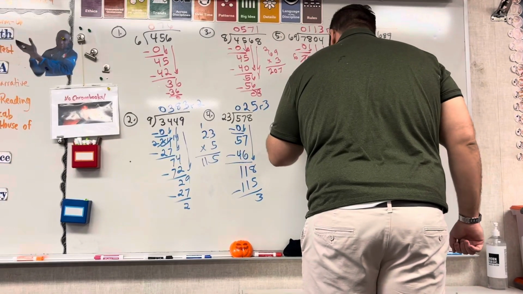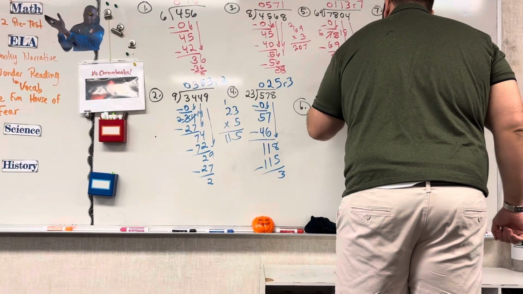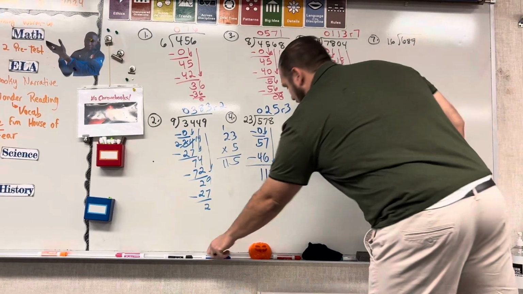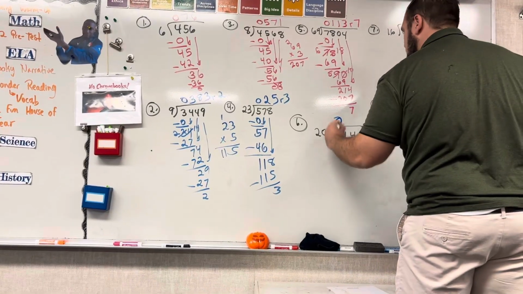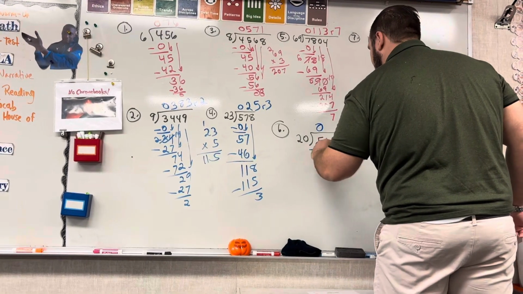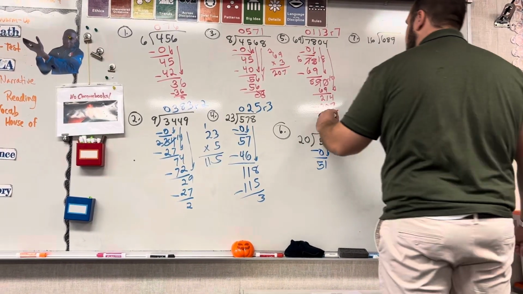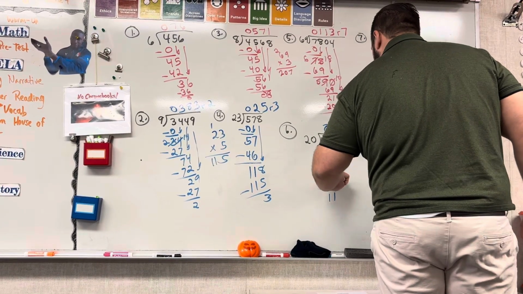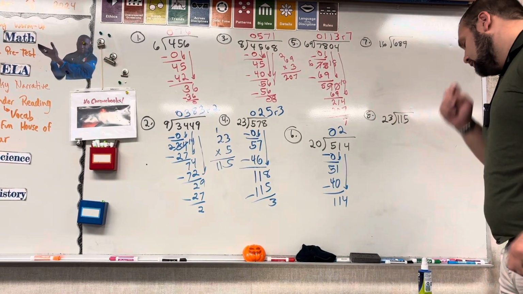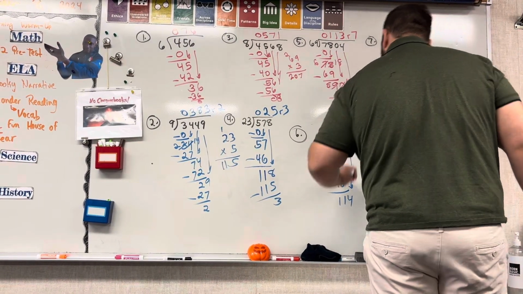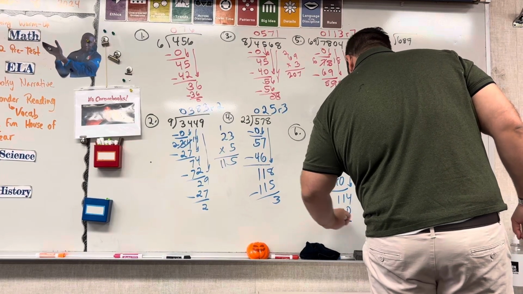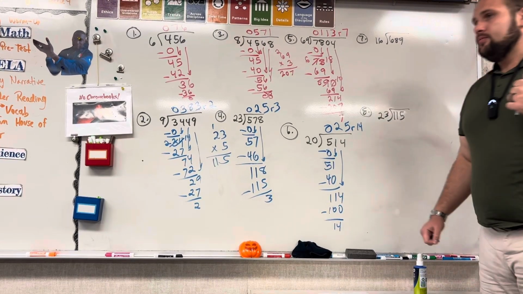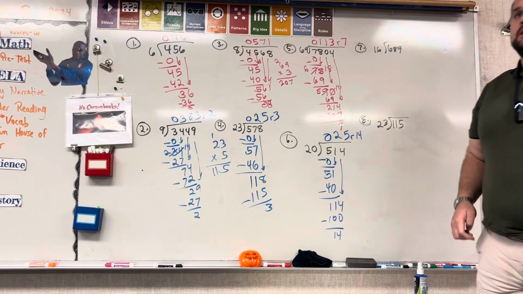All right, number 6. 514 divided by 20. Okay, we know that, once again, the 5 is too small, so it goes in there 0 times. Okay, and when I subtract that, I bring down the 1. Now 20 goes into 51 2 times. 20 times 2 is 40. I got 11 left over, bring down the 4. 20 goes into 114 5 times. And you should have 25, remainder 14. Okay? Because when you do 20 times 5, you get 100, you got 14 left over.